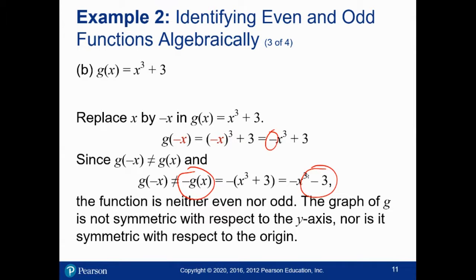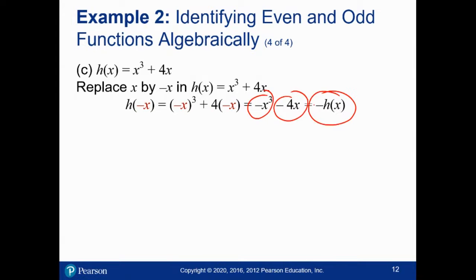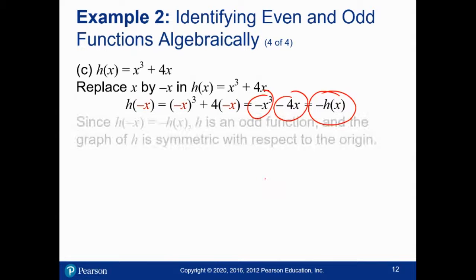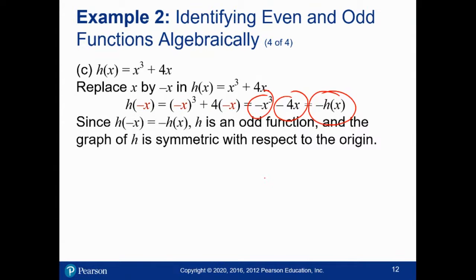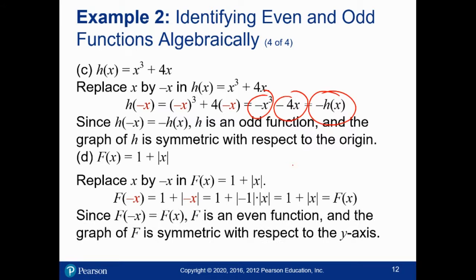It's not symmetric across the y-axis. It's also not symmetric across the origin. Example C, if I replace x with minus x, I end up with a minus sign in front of both terms, which is the same thing as if I had just multiplied the entire function by minus 1. So this is an odd function. It is symmetric across the origin. And finally, for the last one, the only thing going on with x is this absolute value, which doesn't care about the plus or minus. So this is actually an even function. Plugging in minus x and plugging in x will get you the same result. It's symmetric across the y-axis.